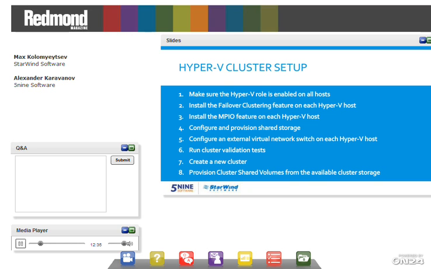Then you install the failover clustering feature on each Hyper-V host. Please remember that's super important. So that has to be enabled on each Hyper-V host that is going to be part of the cluster. On the next step, you install the MPIO feature, once again on each of the Hyper-V hosts.